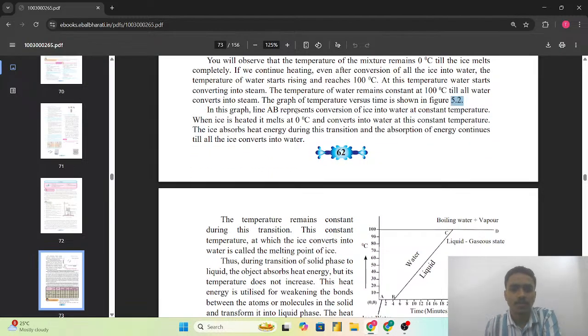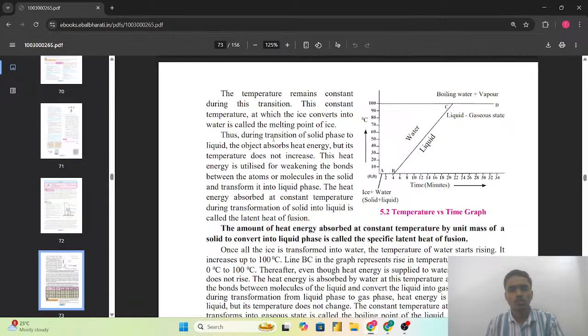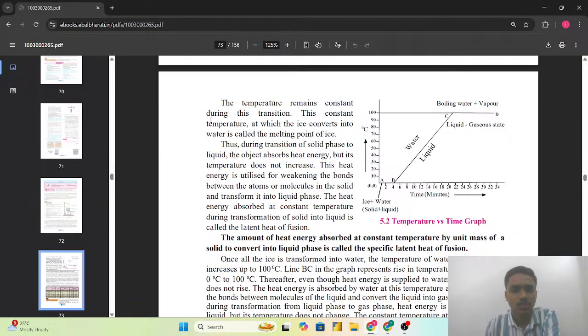In this graph, line AB represents conversion of ice into water at constant temperature. When ice is heated, it melts at 0 degrees Celsius and converts into water at this constant temperature. The ice absorbs heat energy during this transition, and the absorption of energy continues till all the ice converts into water. The temperature remains constant during this transition. This constant temperature at which the ice converts into water is called the melting point of the ice.